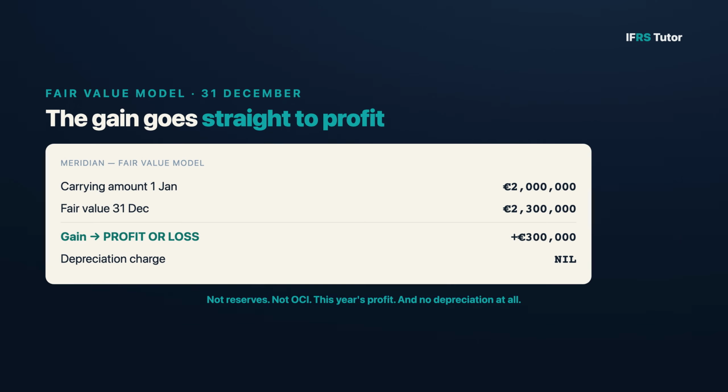By the 31st of December, the block is worth 2,300,000. Under the fair value model, you write it up to 2,300,000, and the 300,000 euro gain goes straight to profit or loss, not to reserves, not to other comprehensive income, straight into this year's profit. And there is no depreciation at all under the fair value model because you're already remeasuring to market every year.